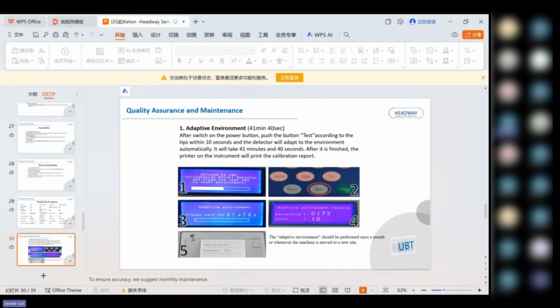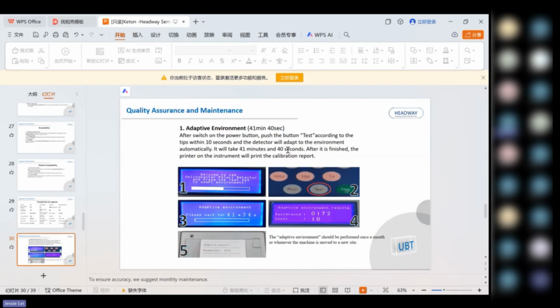To ensure the accuracy, we suggest doing monthly maintenance. So how to do the maintenance? We have 3 steps. Step 1 is the adaptive environment. After switching on the power button, our machine screen will show the loading bar. Before the loading bar finishes, we press the test. Our machine will enter into the adaptive environment automatically. It will take 41 minutes and 40 seconds to finish this procedure.